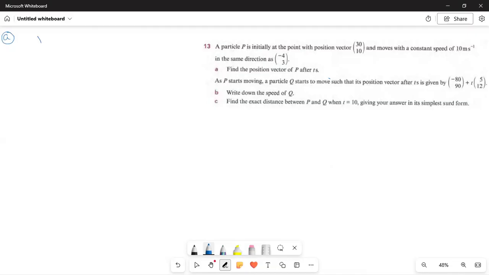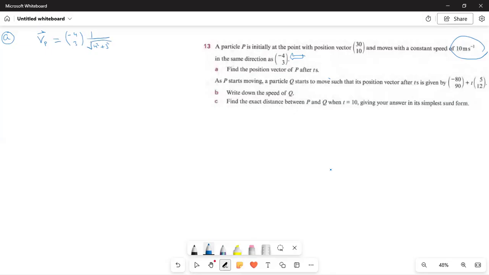First we want to find the velocity vector of point P, right? Let me call it VP. We know that its speed is 10 meters per second, and in the direction of this vector, right? So a unit vector in this direction is going to be (-4, 3) divided by the magnitude, so it's the square root of 4 squared plus 3 squared. So this will give us a unit vector in this direction.